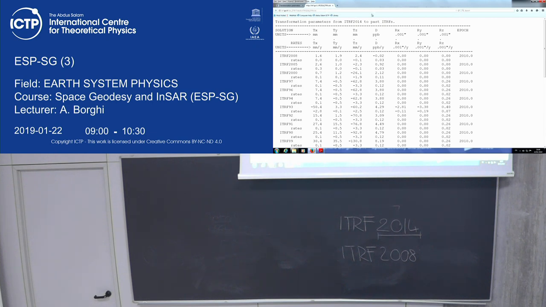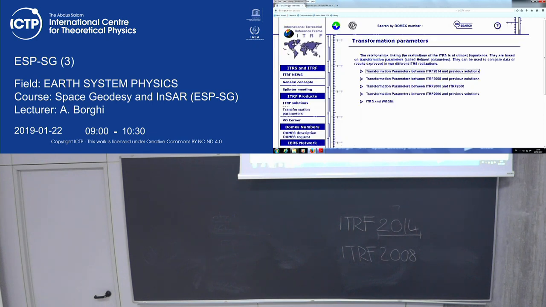As you can see, we have not just 7 parameters, but 14, because we also estimate the rates of each parameter. The parameters between one reference frame and another, the three translations, three rotation parameters, and the scale factor, change over time. So we also introduce the rate. Okay, so you can have a look at this site.